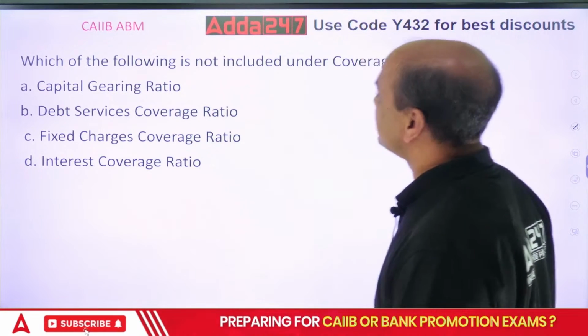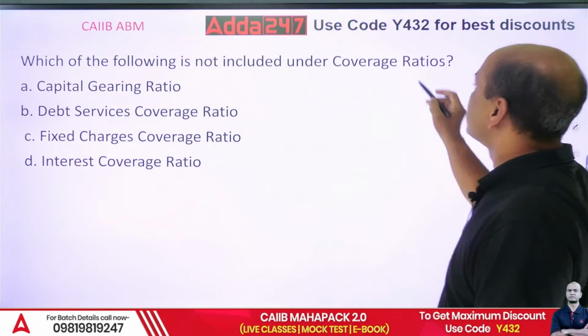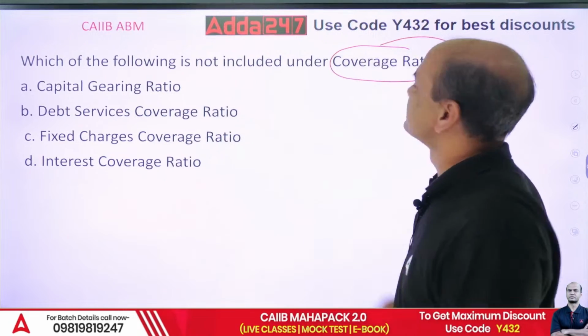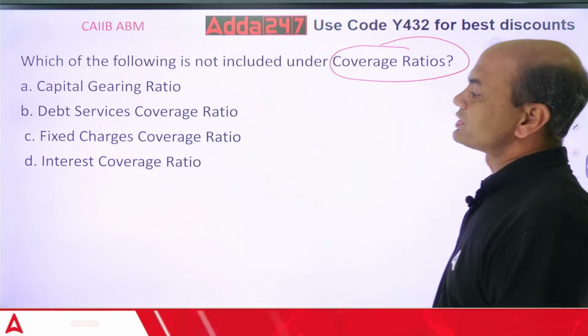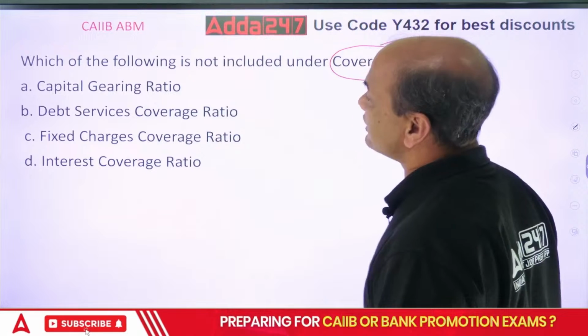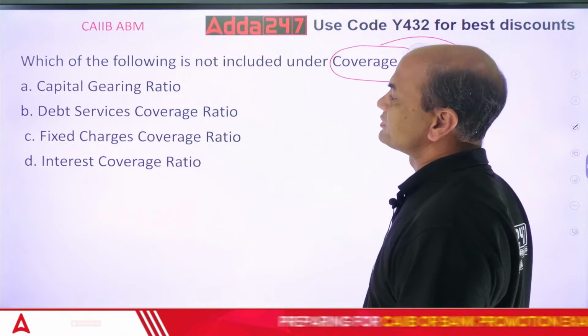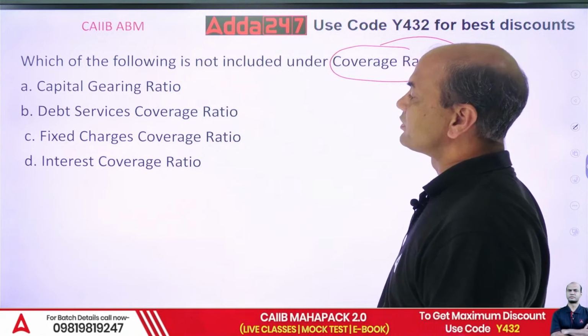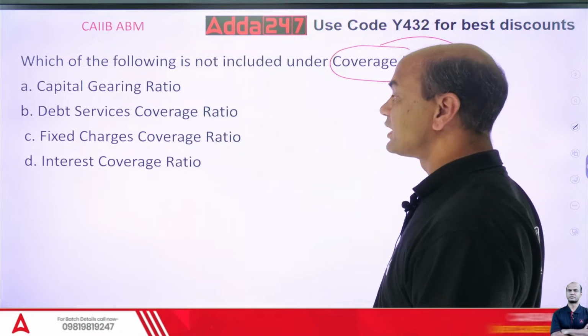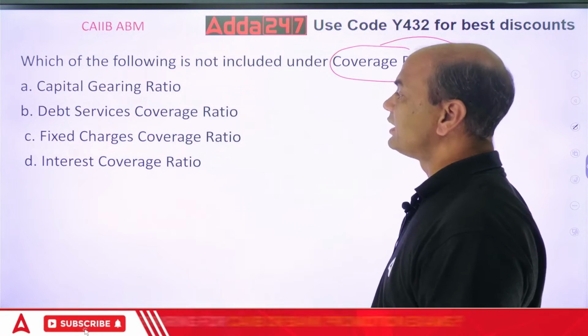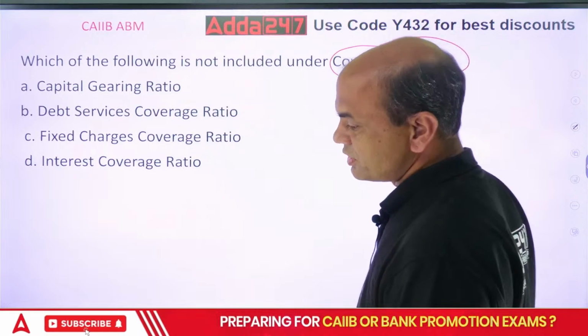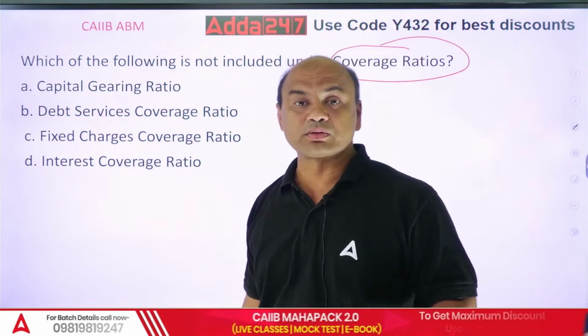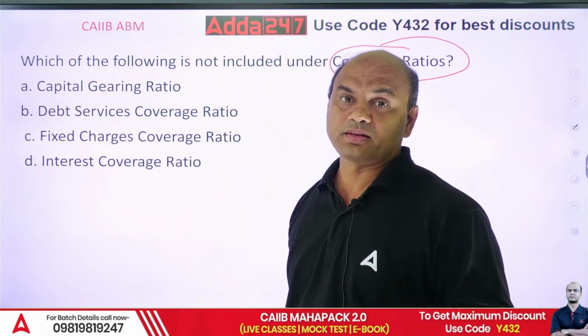Which of the following is not included under coverage ratios? Coverage. Capital gearing ratio, debt service coverage ratio, fixed charges coverage ratio, and interest coverage ratio. So which of the ratios is not included in coverage ratios?